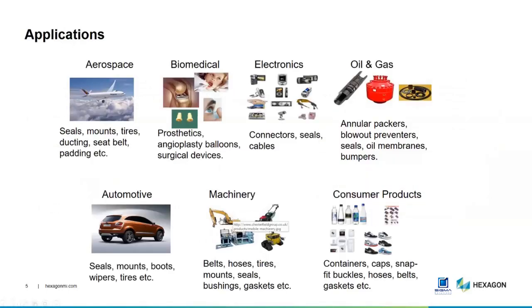Application-wise, in the automotive industry, it is used for rubber seals, engine mounts, suspension mounts, rubber boots, wipers, tires, etc. We have customers in various spaces. For rubber seals, we have certain customers. For rubber tires, we have customers from the heavy truck, heavy tire industry, and so on. Not only automotive, but you can also see other industries with examples of rubber products. For the aerospace industry, you have seals, mounts, tires again, ducting, seat belts, and padding, which are all made out of rubber.